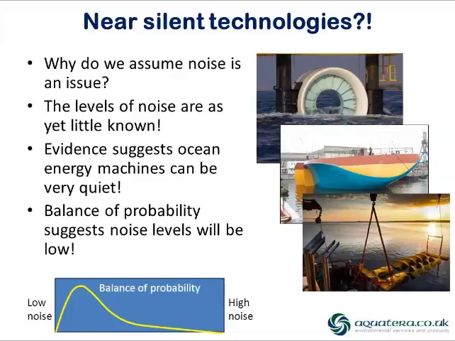And the important thing is that when people say that we're not sure about what levels of noise may come from devices, there's a balance of probability that we have to think of. And from our analysis, the balance of probability lies much more to the fact that these devices are going to have low noise levels than they are going to have high noise levels. And that's because these devices, if they're emitting noise, it suggests they're inefficient, it suggests that they are losing energy, and therefore there'll be a natural tendency towards these devices being quiet.